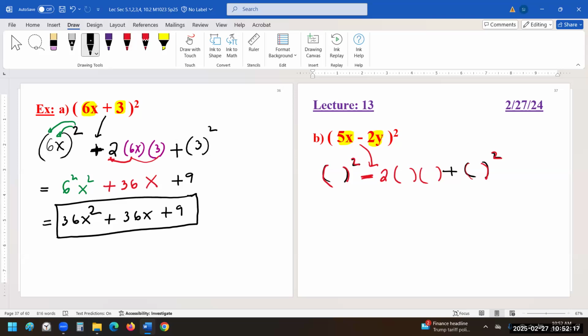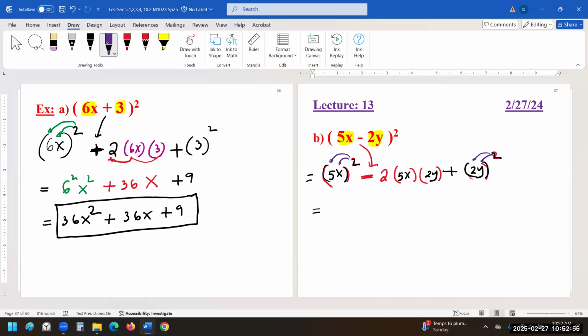Now the first one square means we have 5x, so we are going to do 5x whole thing square. And then 2 times their product. So 2 times 5x times 2y. And you always add the second term square. And then we apply our power rule. So 5x whole thing square. When you have more bases but one power, we always distribute. So distribute both here and there. That's how we get 5 squared x squared.